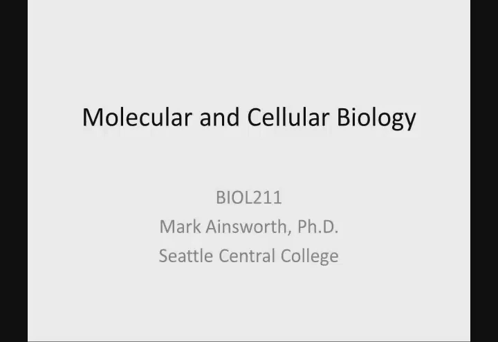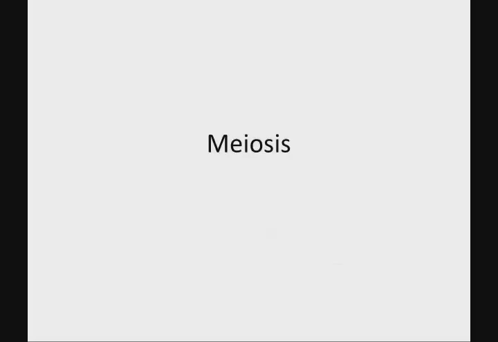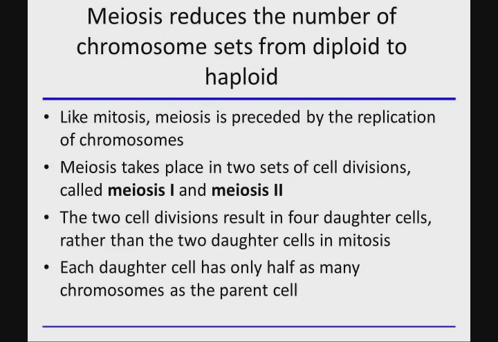So let's spend some time looking at the mechanism of going from a diploid cell to a haploid cell to make a gamete. And this is a process called meiosis. It's a type of cell division. All right, very special cell division.